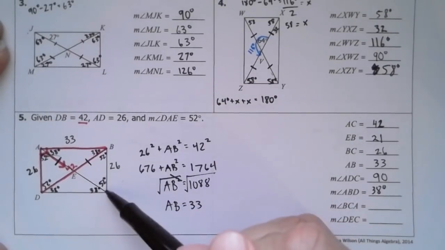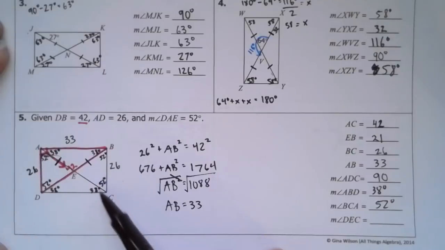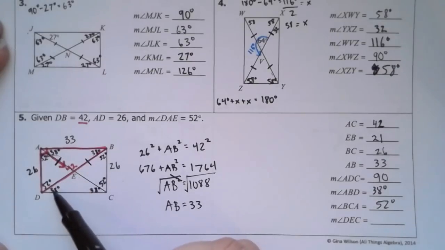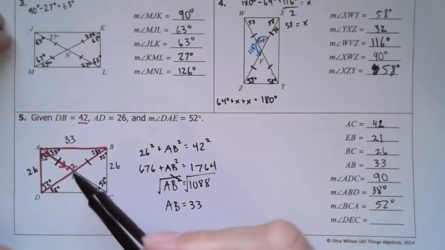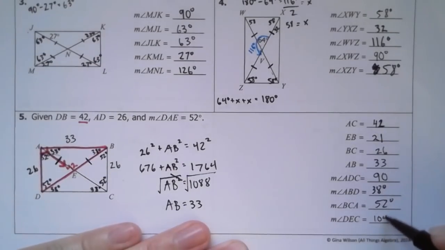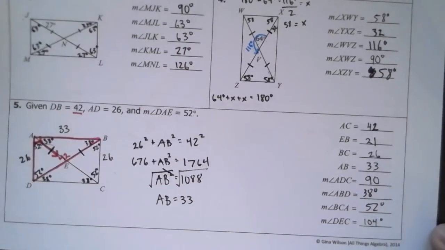BCA is 52, and DEC is the vertex angle of this isosceles triangle. I could do 180 minus 38 minus 38 to find this one. So 180 minus 38 minus 38, I get 104. So this one here is 104 degrees. And that wraps up this example.